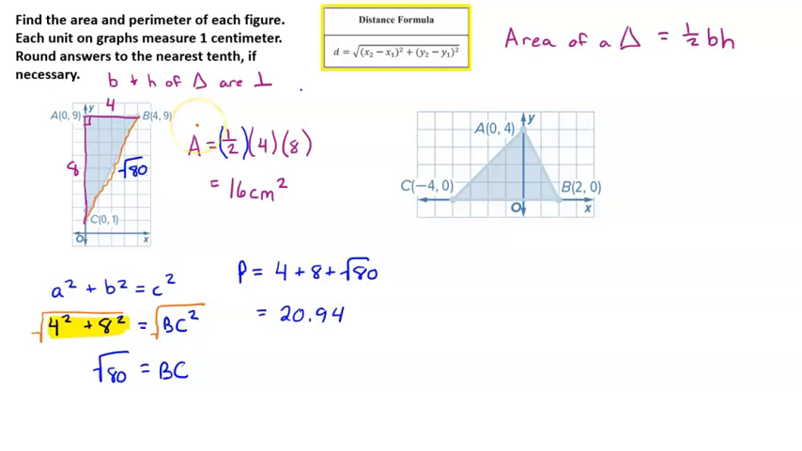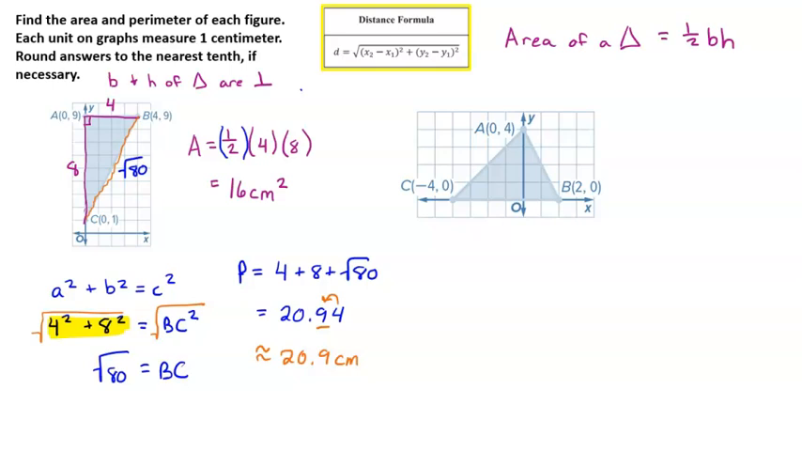And that 4 is not going to change the 9, and so this is going to be approximately 20.9 centimeters. And perimeter, remember, is just length, so it only has one dimension. Alright, and now let's take a look at our other one.